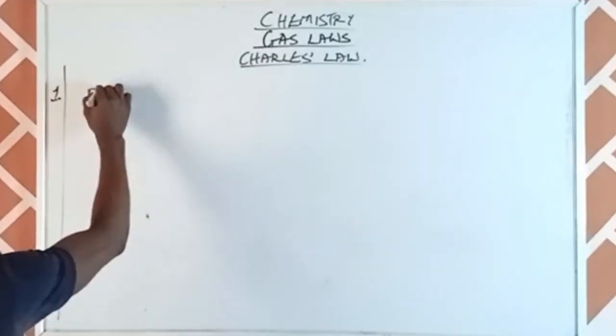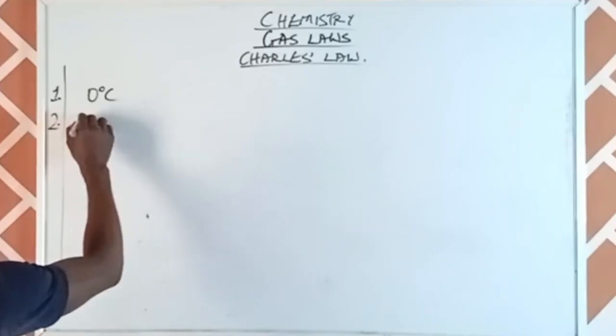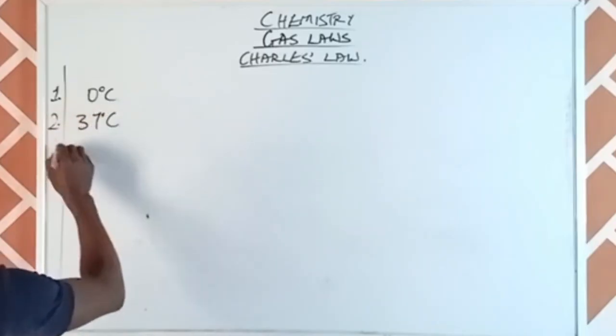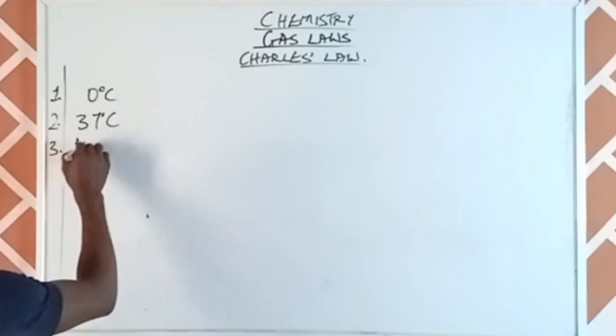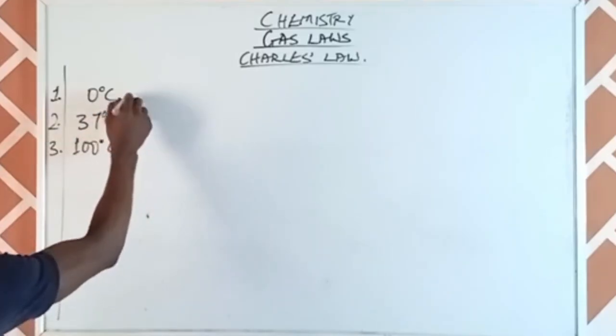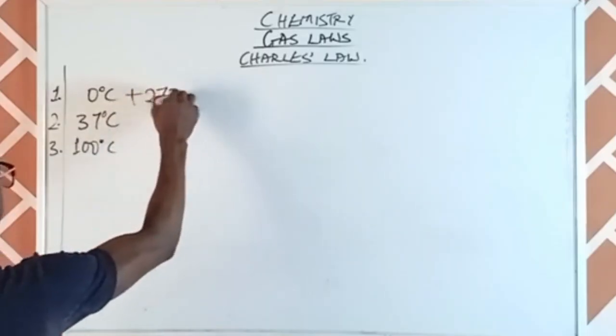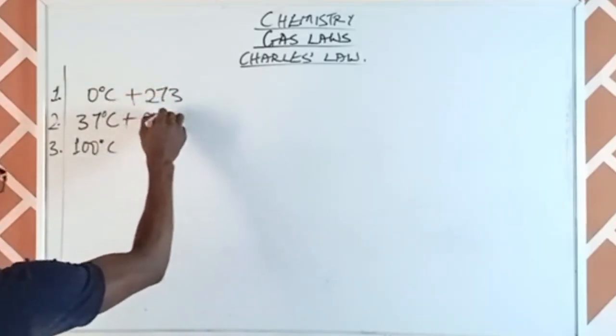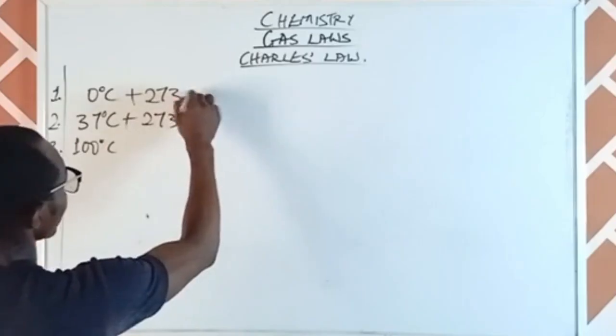So let us convert 0 degrees Celsius to Kelvin, or we have 37 degrees Celsius, or the third one, let's say we have 100 degrees Celsius. How do you convert them to Kelvin? All you need to do is to add 273. Adding 273 to all of them gives us the Kelvin scale.